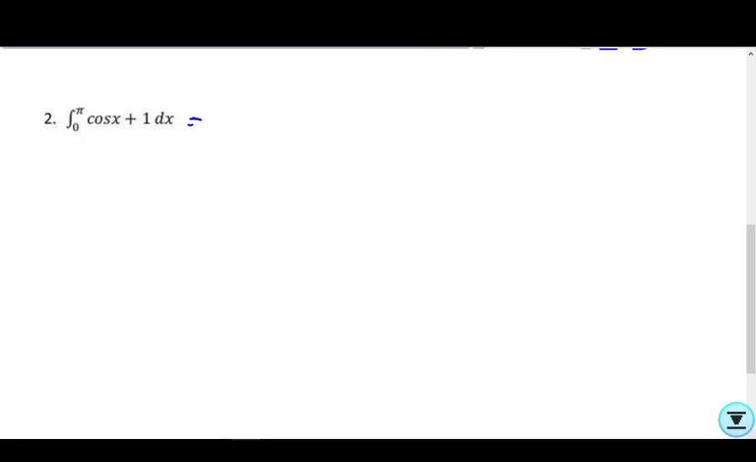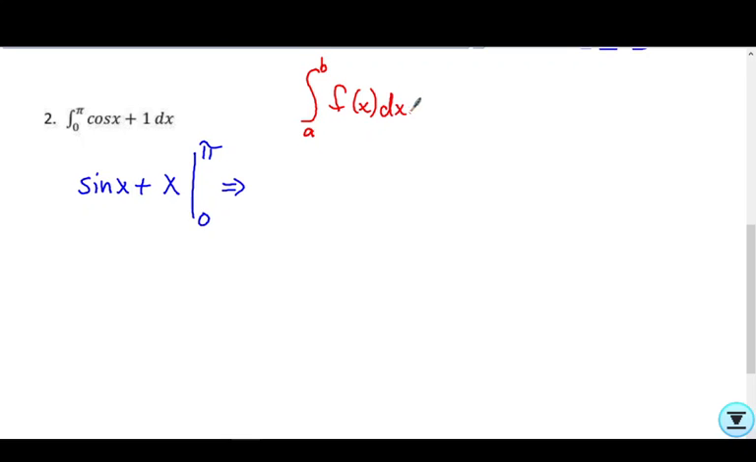Actually, let me put this underneath. The antiderivative of cosine is sine x, plus the antiderivative of 1 is x, and we're evaluating it from 0 to pi. Remember, we're still using this equation: the integral from a to b of f of x dx equals capital F of b minus capital F of a. This is basically how you evaluate a definite integral. So that's what I'm doing here.